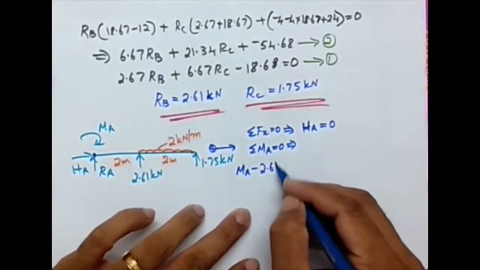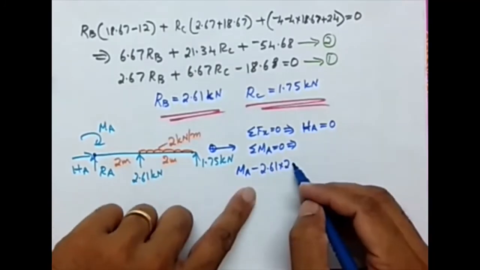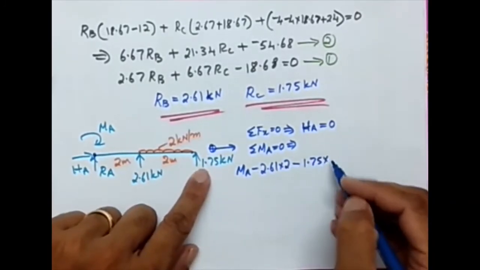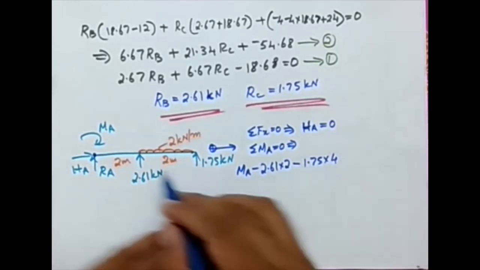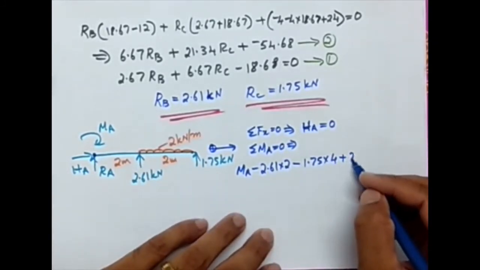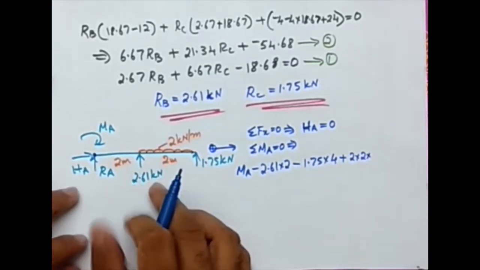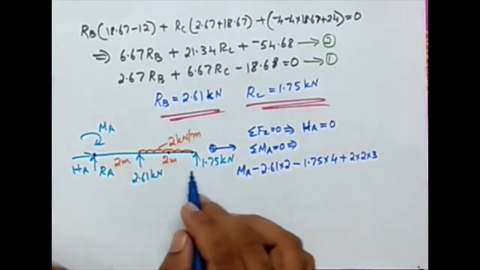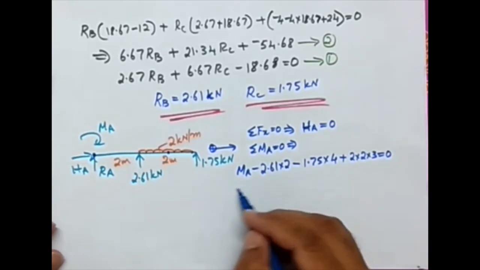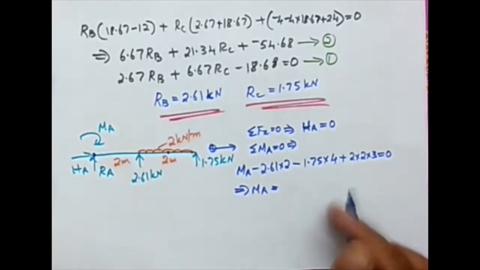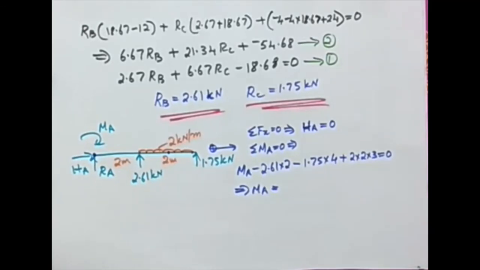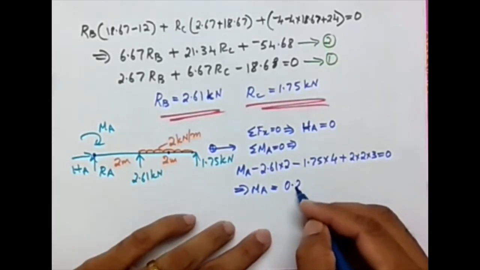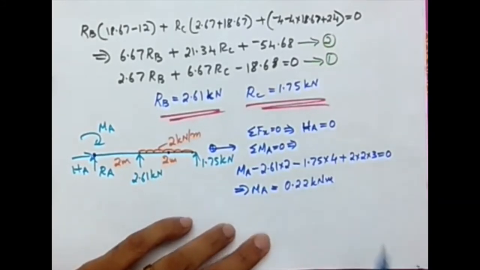So minus 2.61 times 2. Then minus 1.75 times 4, because the lever arm is 4 meter. Then this UDL effect, it is 2 times 2, and the lever arm will be to this point, which means 2 plus 1, that is 3. Okay, are there any other forces? Nothing is there, equal to 0, which implies MA is equal to 2.61 times 2 plus 1.75 times 4 minus 2 times 2 times 3. We are going to get the value as 0.22 kilonewton meter.